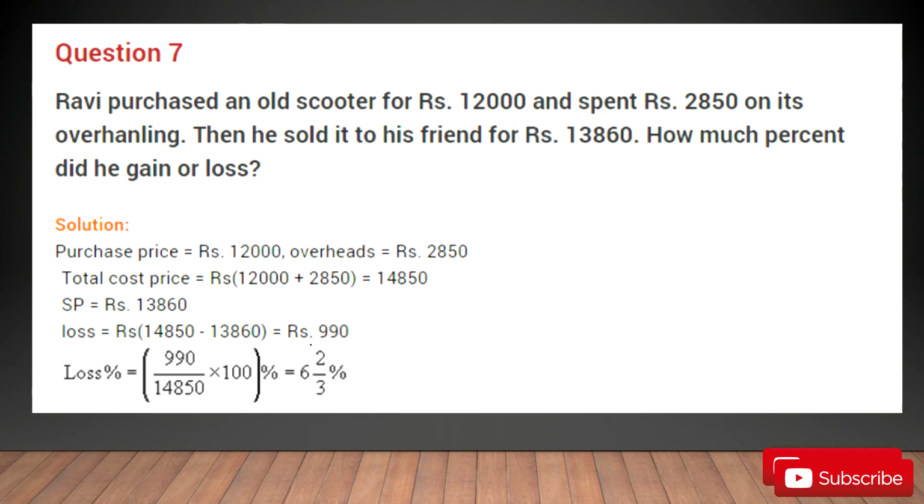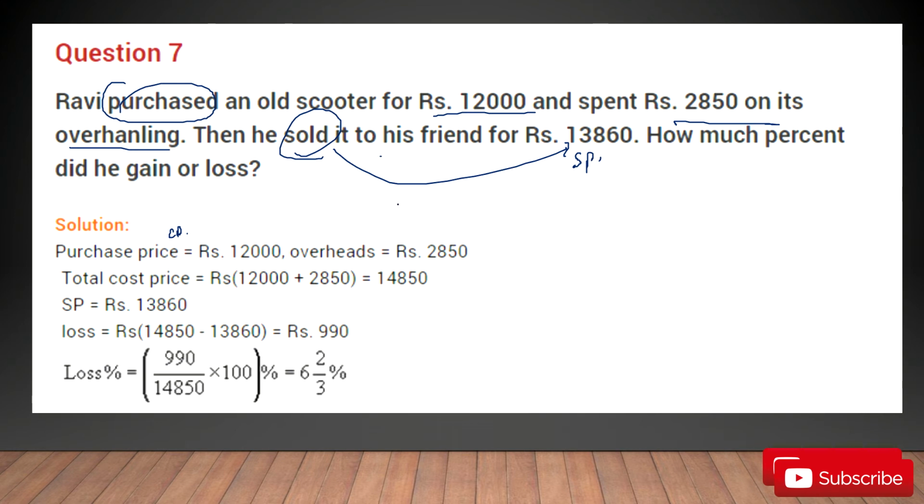Ravi purchased an old scooter for rupees 12,000. Purchase means cost price हो गया, and spent rupees 2850 on its overhauling. Overhauling मतलब ये ऊपर के खर्चे हैं. Then he sold it to his friend for rupees this much. अब उसने sold करा अपने friend को, so this has become your SP. How much percentage did he gain or lose?